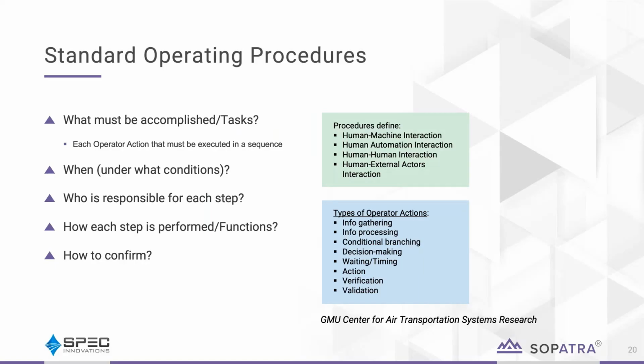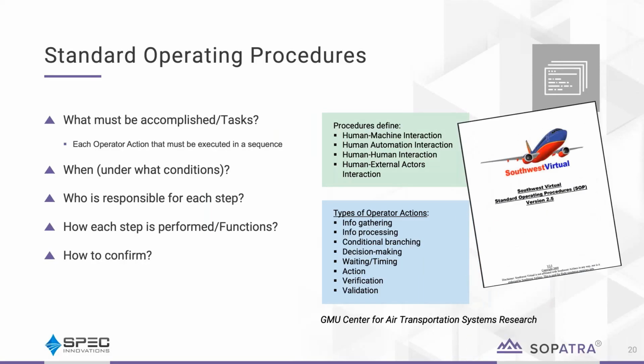So a little bit of the background. Again, standard operating procedures are something you're probably very familiar with. The what must be accomplished, when it needs to be done, who's responsible for each step, how each step is performed, what functions are performed in that step, and how to confirm it. So these are all things that need to be in each and every standard operating procedure. So again, procedures define human-machine action, human automation, human-human interaction. Again, the human part of this is very important. And so those operator interfaces and operator actions are very critical.